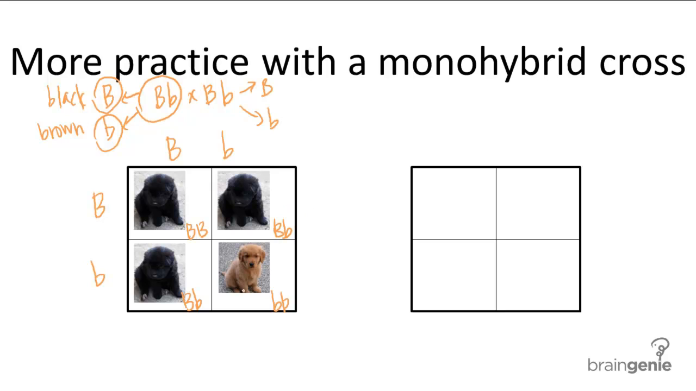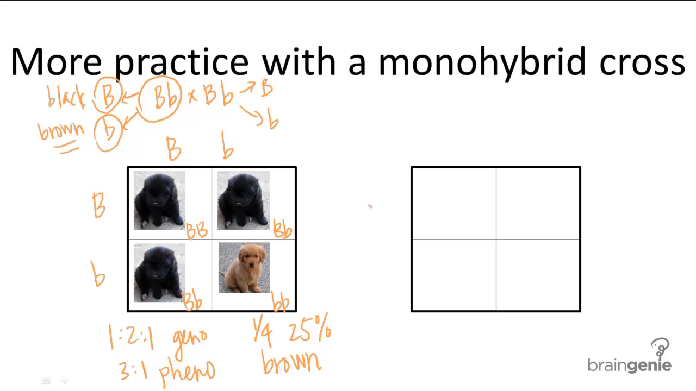So you have 3 black dogs and 1 brown dog. To answer the question, how many brown dogs will be in the offspring: 1 out of 4 dogs, or 25% of the offspring, is predicted to have brown fur. And once again, notice the 1 to 2 to 1 genotype ratio and the 3 to 1 phenotype ratio. Again, this only happens when you're crossing 2 heterozygous individuals.